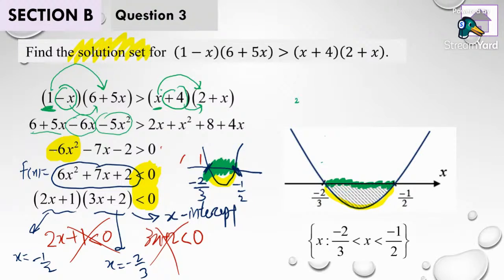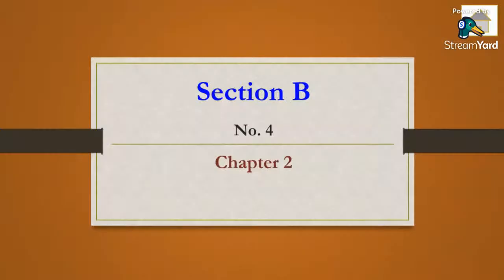So this is how we get the answer for question number 3 in section B. Just a simple quadratic question. Make sure you don't make any unnecessary careless mistake. Go on. Section B, number 4.